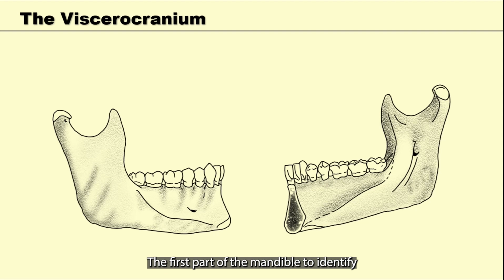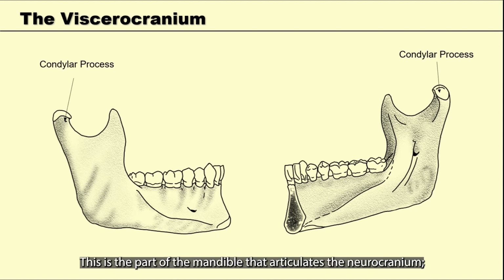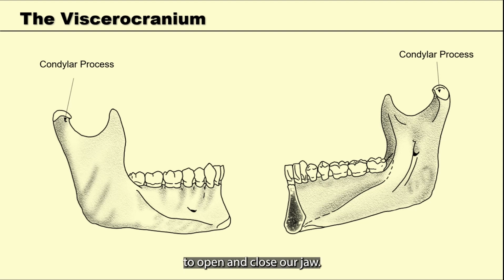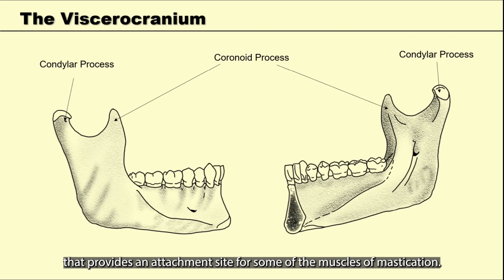The first part of the mandible to identify is the condylar process. This is the part of the mandible that articulates with the neurocranium, the temporal bone, to produce the joint that allows us to open and close our jaw. This hook is called the coronoid process, which provides an attachment site for some of the muscles of mastication.